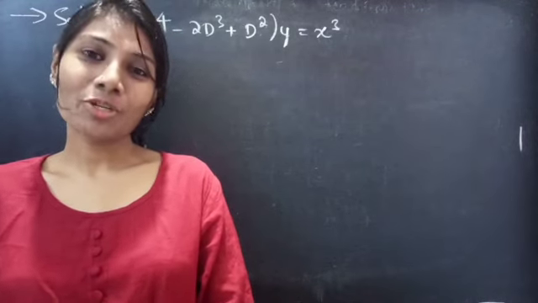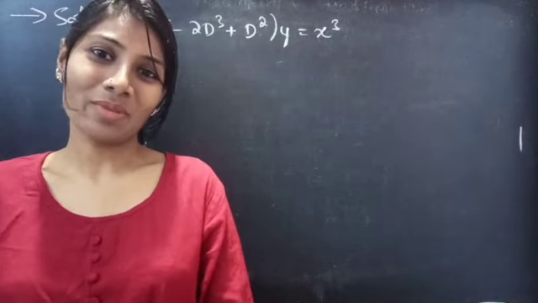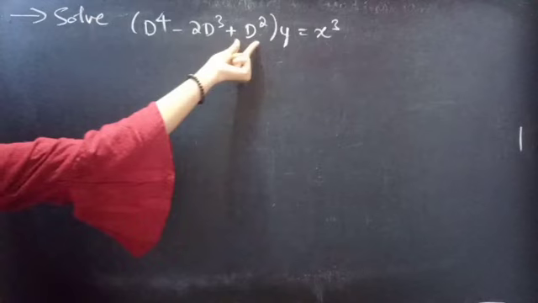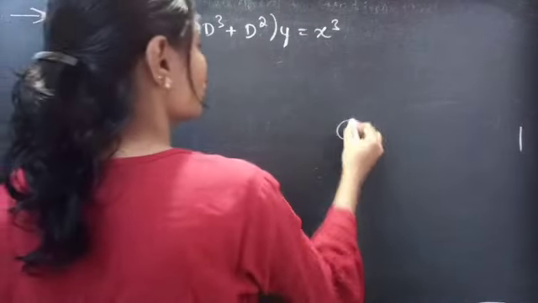In this video we are going to solve a differential equation from higher order linear differential equations. So let's get going. Problem: solve (D^4 - 2D^3 + D^2) y = x^3. Firstly, let's find the order and degree of the given differential equation.